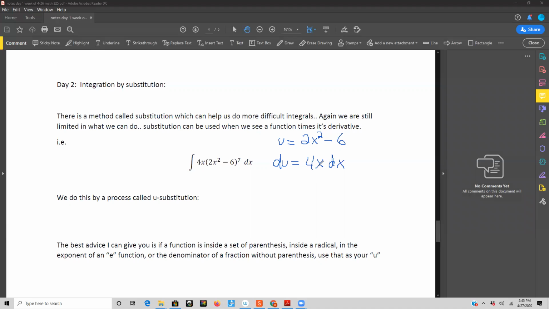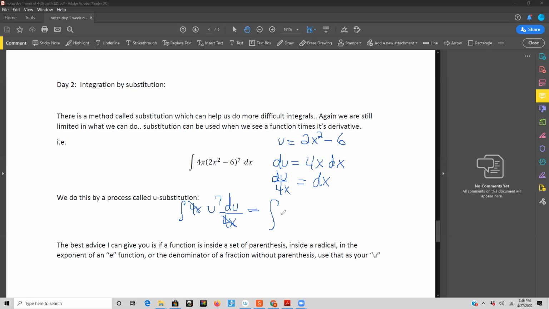So the way that this is done typically, or one way, is to solve the second equation for dx. So dx is du over 4x. I just divide by 4x. Now what I'm going to do is plug the stuff that I have into this integral. So I have the integral of 4x times 2x squared minus 6, that's your u, so it's u to the 7th times dx. Well, dx is du over 4x. And what should happen at the end of this is the x's should all go away, which they do. And you have an integral that's solely in terms of u.